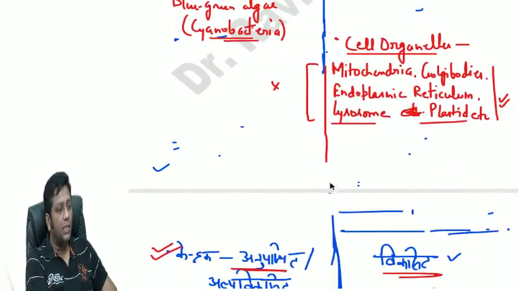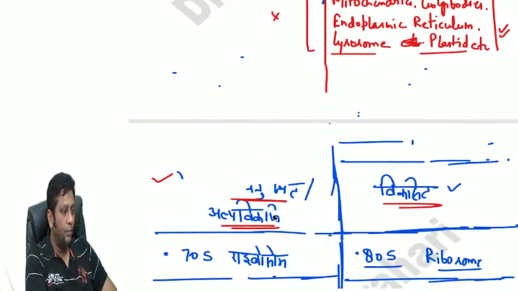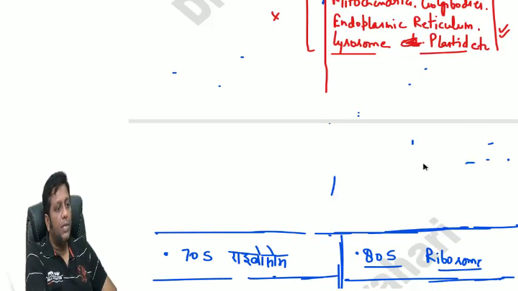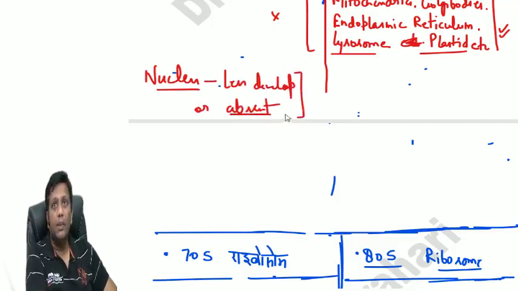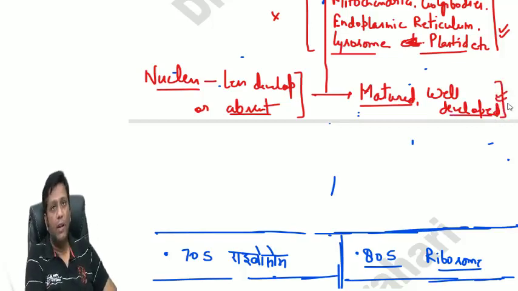Next point, after the discussion of cell organelles: in prokaryote cells, the nucleus is either less developed or absent. So in prokaryote cells, either the nucleus is less developed or absent. But what about eukaryotes? Matured nucleus, a well developed nucleus in eukaryotes.